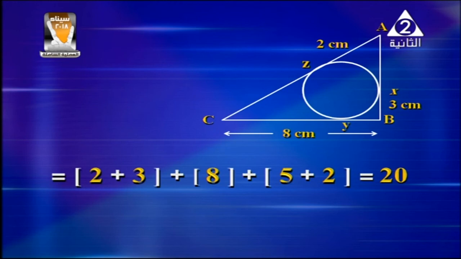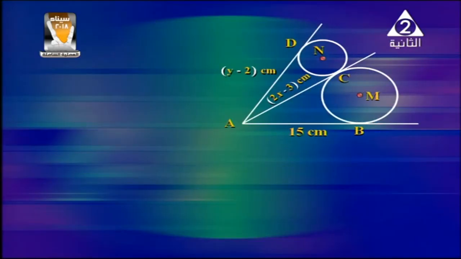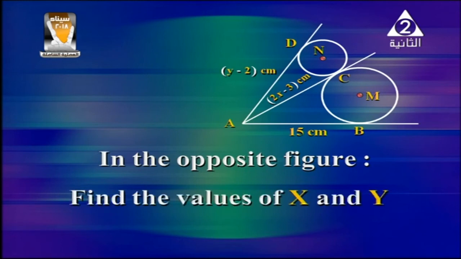Another example. In the figure opposite, AB, AC, and AD are three tangents to the circles M and N respectively. Then I want you to find the value of X and Y.